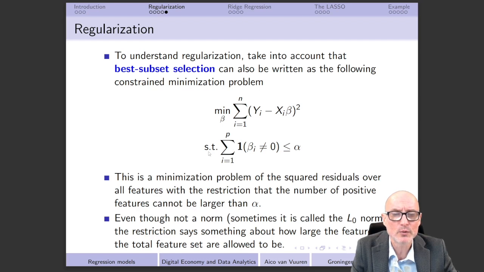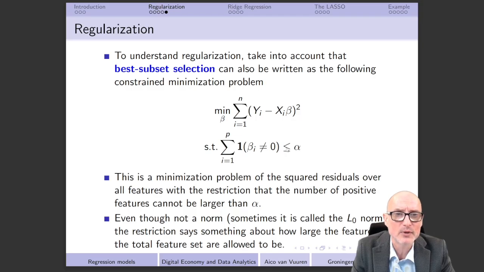And then we can use the following restriction, namely that if we sum over all the features, only alpha of those features can have a beta i that is different from 0. We could write this as a restriction which is an equality, where we have simply an equal sign over here, but we should take into account that we can also have a smaller-or-equal sign over here.